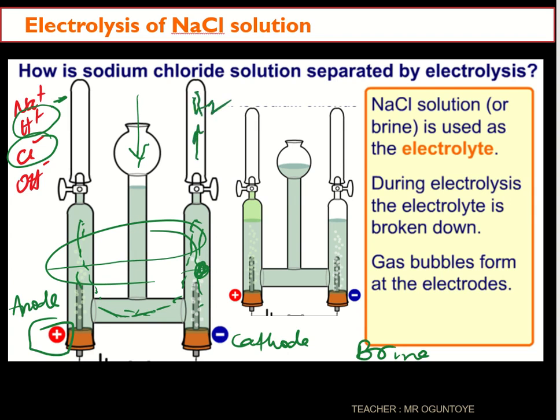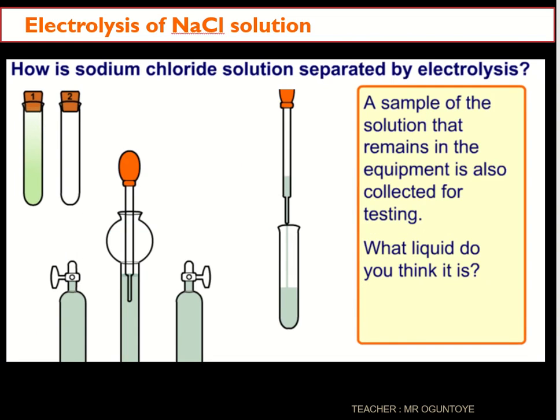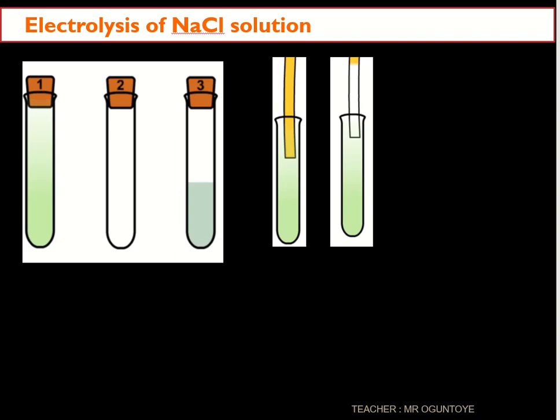Here it will be collected, and the chloride ion, when it gets to the anode, will be discharged by losing electron to form chlorine gas. Usually the chlorine gas is collected into this particular tube for testing, and the hydrogen gas will be collected here for testing. We could also collect a sample of the remaining liquid so that we can test the three of them and see what we can make out of the electrolysis. This sample of the remaining electrolyte is taken using a pipette and put into the test tube. The next thing is to test the three substances.